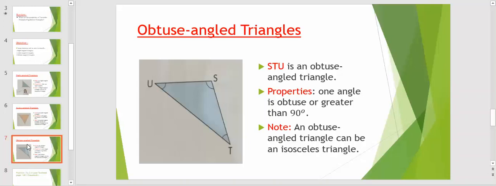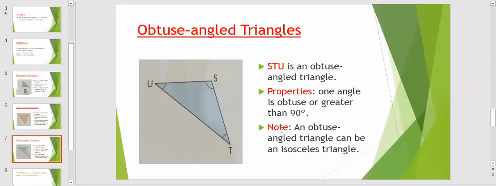And the last one, we're gonna classify obtuse angle triangle. This is an obtuse angle triangle. Why? Because it depends on its property also. One angle is obtuse or greater than 90. It means among three angles, one angle must be greater than 90 degrees.